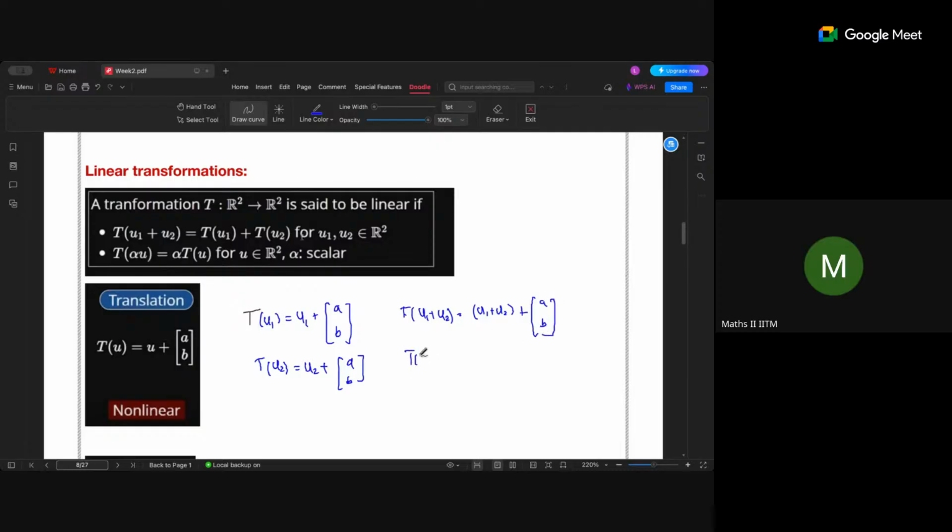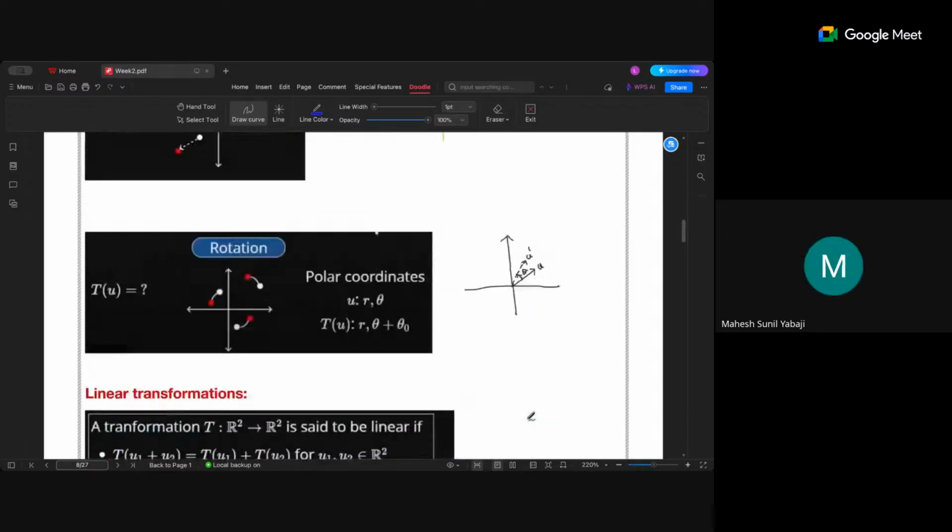Now what is T of u1 plus T of u2? What is the sum of these two? u1 plus (a, b) plus u2 plus (a, b). Now are these two expressions the same or different? You have (a, b) two times here, and here you have only one time. So they are not the same, right?